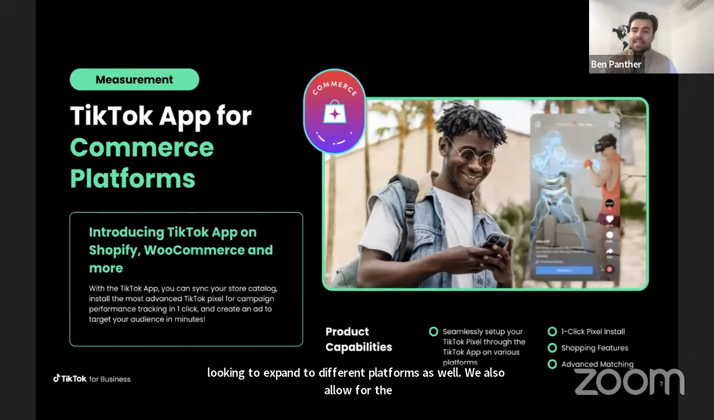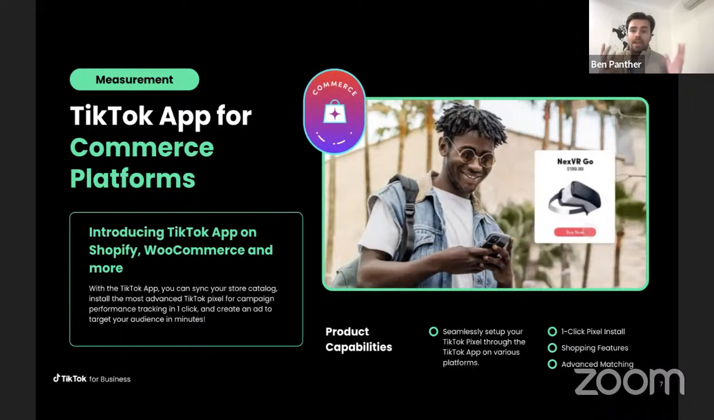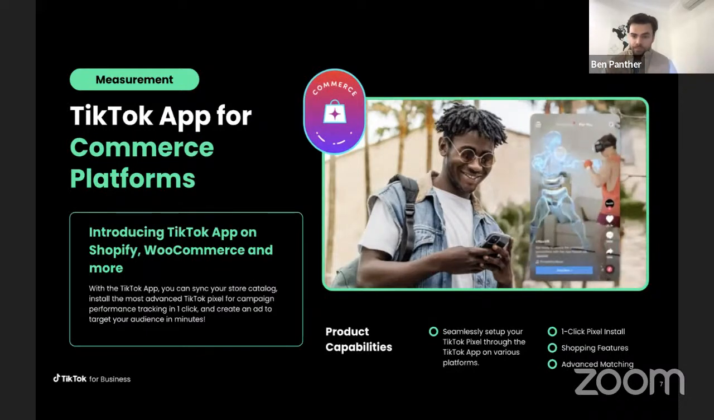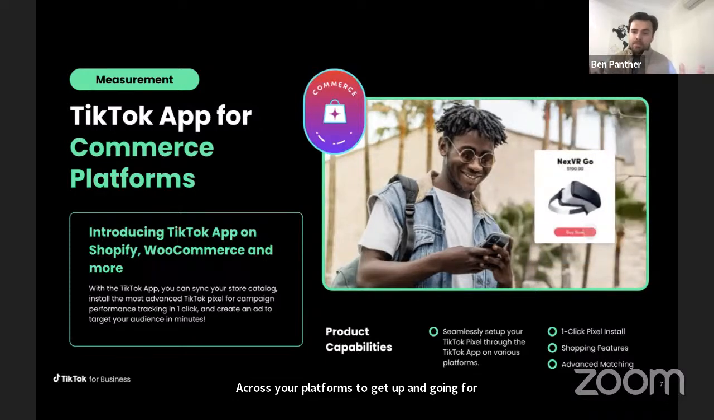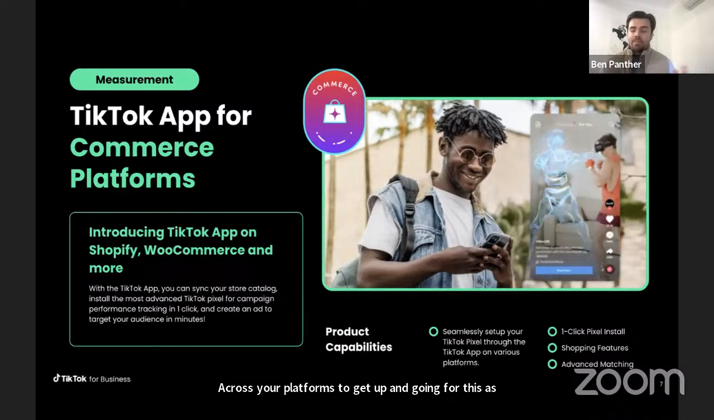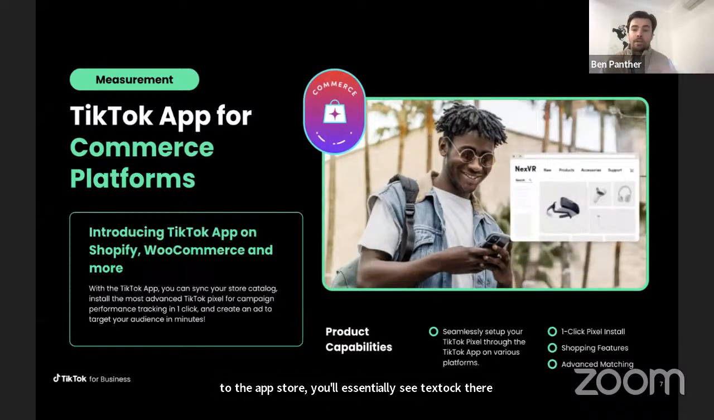And this is a really easy way to set up your pixels to be up and running as soon as you can as well. So with this, it's pretty much a one-click pixel install across your platforms to get up and going for this as well. So if you jump into Shopify, for example, and jump to the App Store, you'll essentially see TikTok there, and that will connect everything up from your pixel to your Ads Manager account and get you up and running as well.